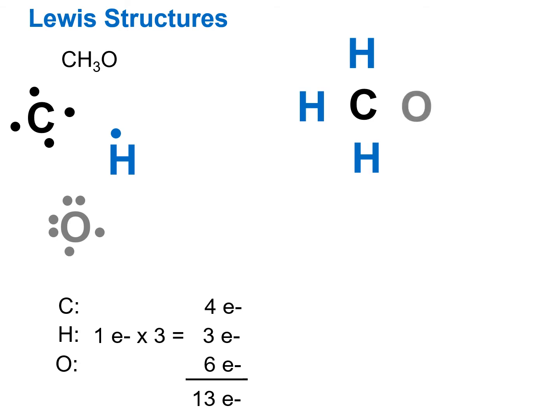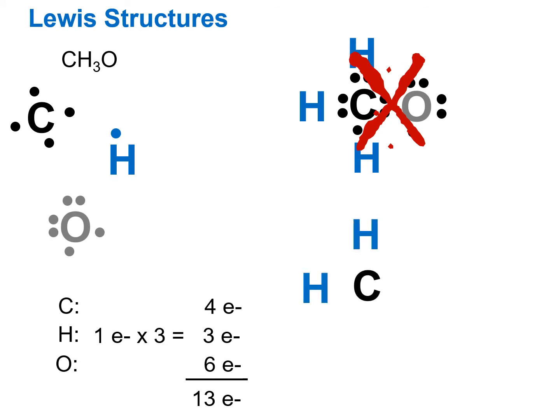Now the next thing we need to do is place bonding electrons between the atoms that are meeting. That gives us 8 of our 13. So now let's populate oxygen with the remainder. So we have 8, 9, 10, 11, 12, and 13. When we draw it like this, what we see is that carbon has the octet, but oxygen doesn't. So we can see that we already have a problem and this structure doesn't work. So let's try it again.